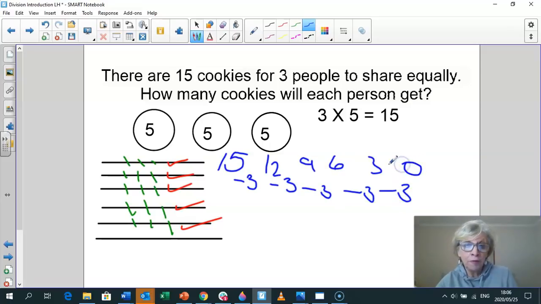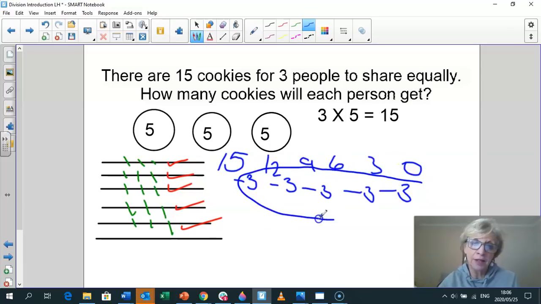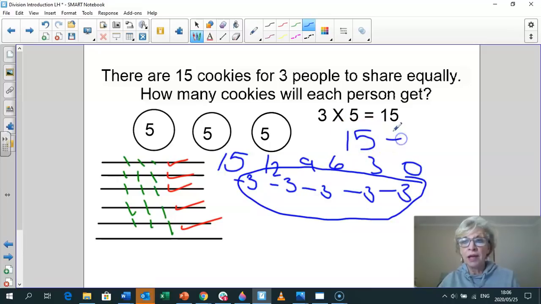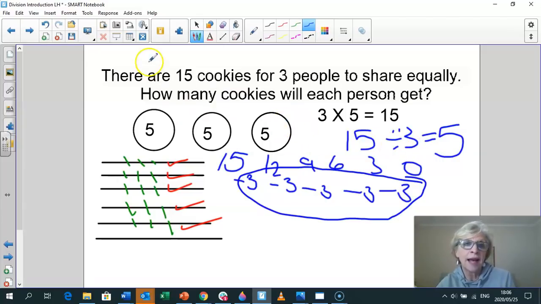So I've gone from 15 to 0. How many times did I subtract? Yes, I subtracted 3 5 times. So 15 divided by 3, the answer is 5. And there I'm putting my division sign into operation.